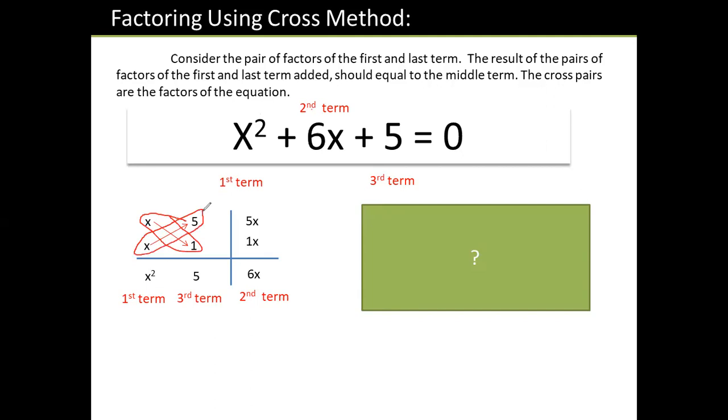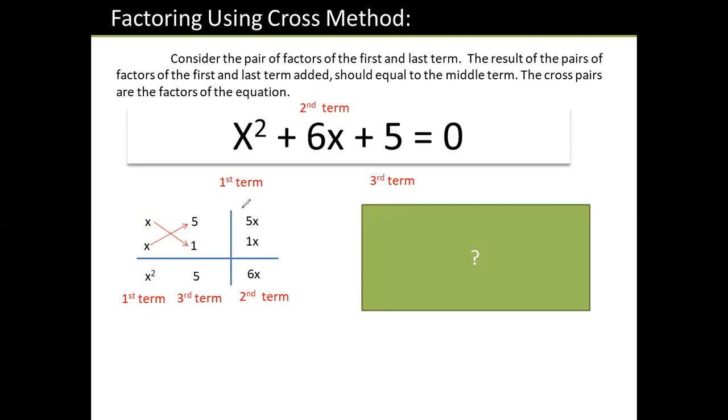Remember, do it this way. Again, do it this way. So the pair is not this one. No, it's not. But it is the cross pair. So that is why we have x plus 1 and x plus 5 using the cross method. Now, why is it important that you should cross?